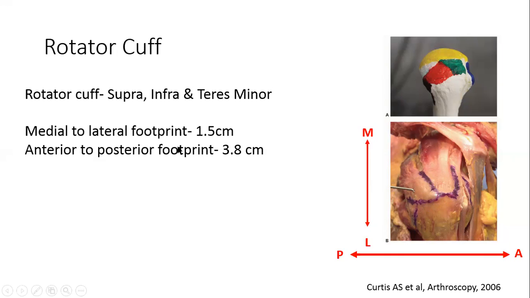But you have to evaluate this as an entire cuff. Just know that it's a continuous structure and the fibers blend, so you don't have a clear defined end of one tendon and beginning of the other. It is a continuous structure.